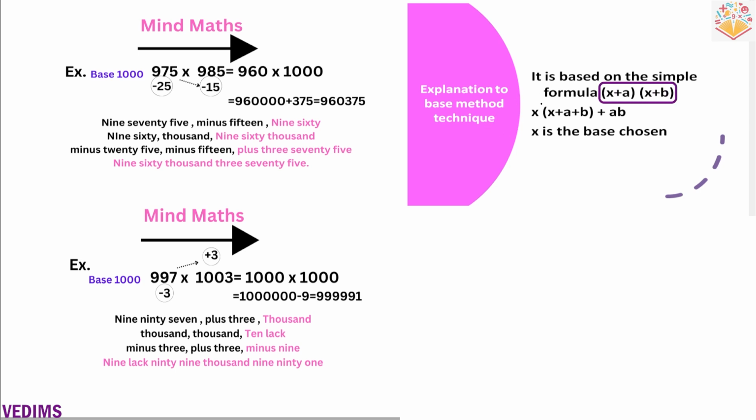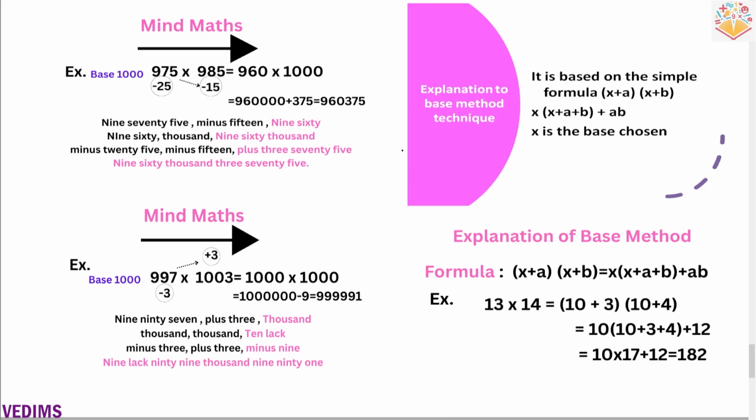You can observe the algebraic rule we are using in all these base methods is this. x plus a into x plus b, you know, factor multiplication in algebra, it is given by x into x plus a plus b, plus ab. Suppose that you take 13 into 14. Here x will be the base, 10. Exceeding number is plus 3. 10 plus 3 into 10 plus 4. Use the rule. 10 into 10 plus 3 plus 4. a is 3 here, b is 4. You get 17. 10 times 17 is 170, plus 12 will be 182.